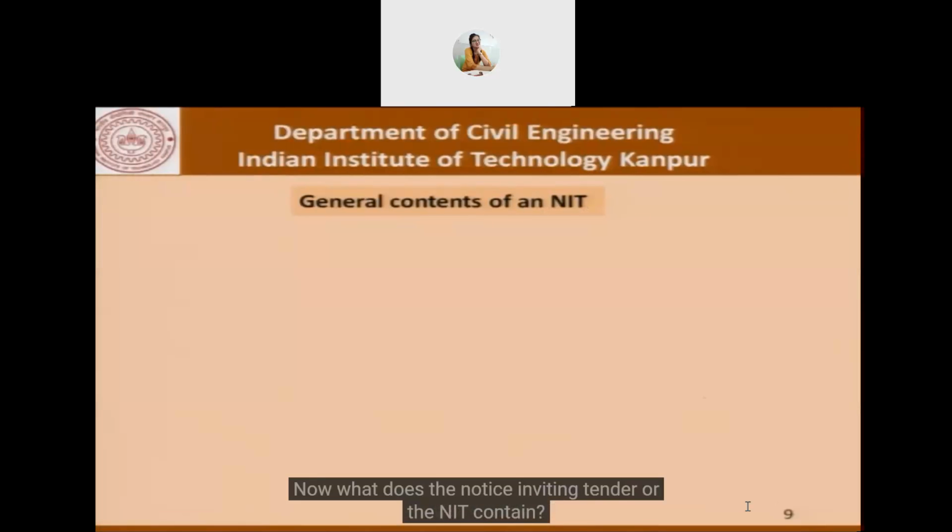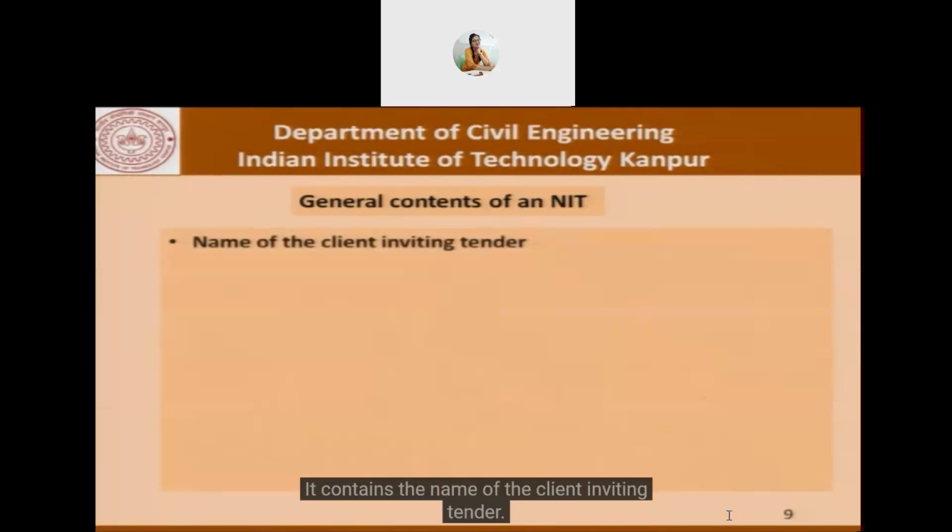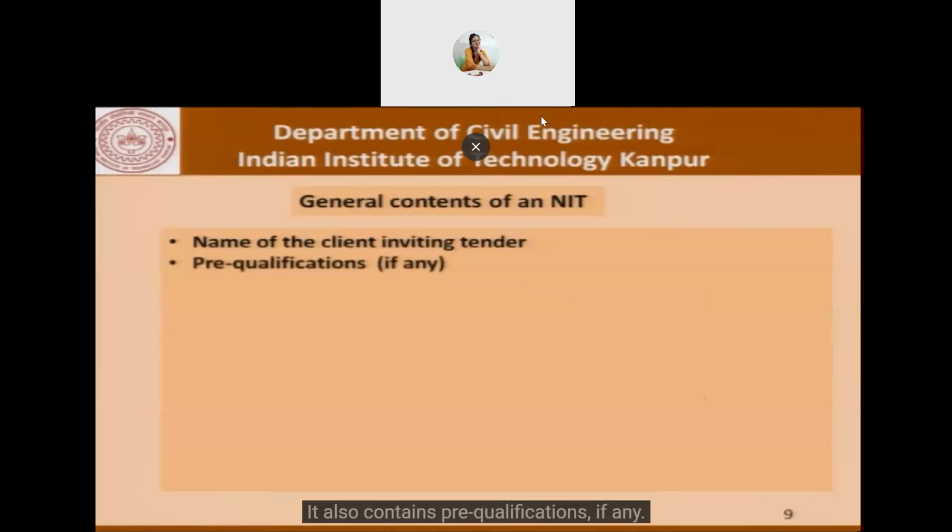Now, what does the notice inviting tender, or the NIT, contain? It contains the name of the client inviting tender. It also contains pre-qualifications, if any.